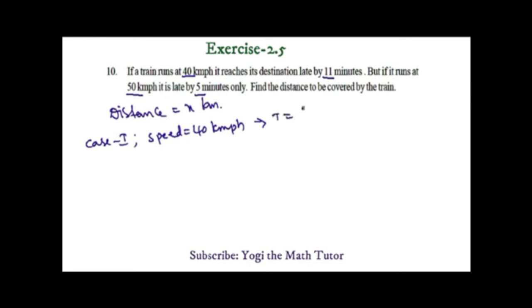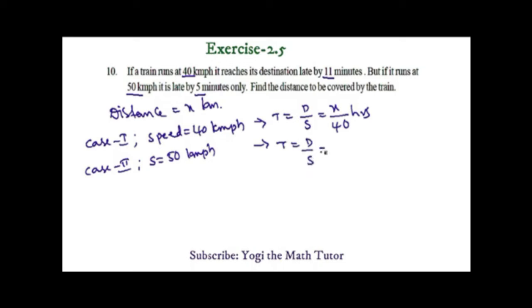Time is equal to distance by speed. So what is the distance here? x kilometers by speed 40, that will become x by 40 hours. It is the first case. In the next case, the speed of the train is 50 km per hour, and the time will become distance by speed, that is x by 50 hours. In the first case, time is x by 40, and in the second, time is x by 50 hours.